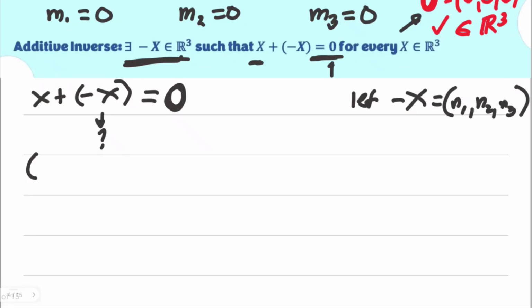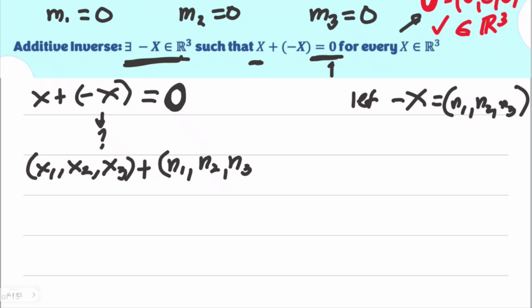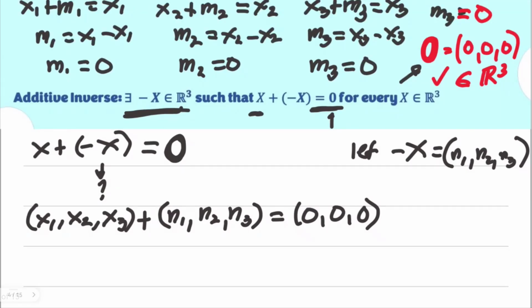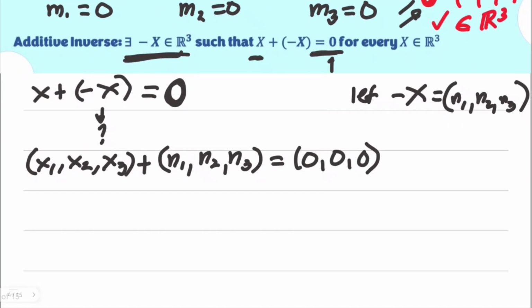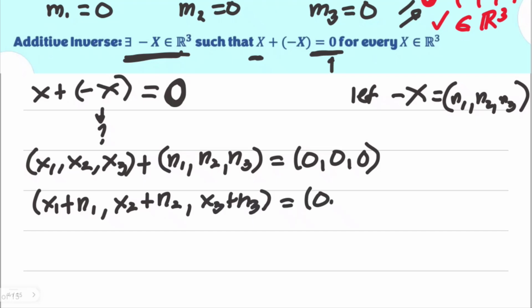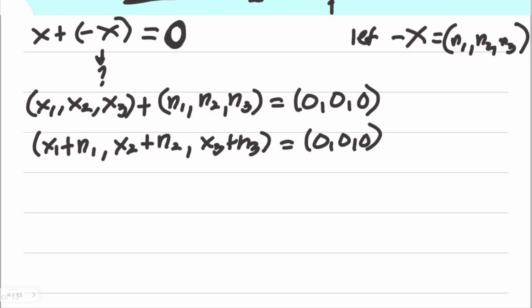So we have the components of x, x sub 1, x sub 2, x sub 3, to be added with n sub 1, n sub 2, and n sub 3, which must be equal to our zero vector, which is 0, 0, 0, identified earlier as the additive identity. By adding the components, you have x sub 1 plus n sub 1, x sub 2 plus n sub 2, and x sub 3 plus n sub 3 must be equal to the same zero vector. Component-wise, this is only true if the components are equivalent to one another to satisfy the equation.